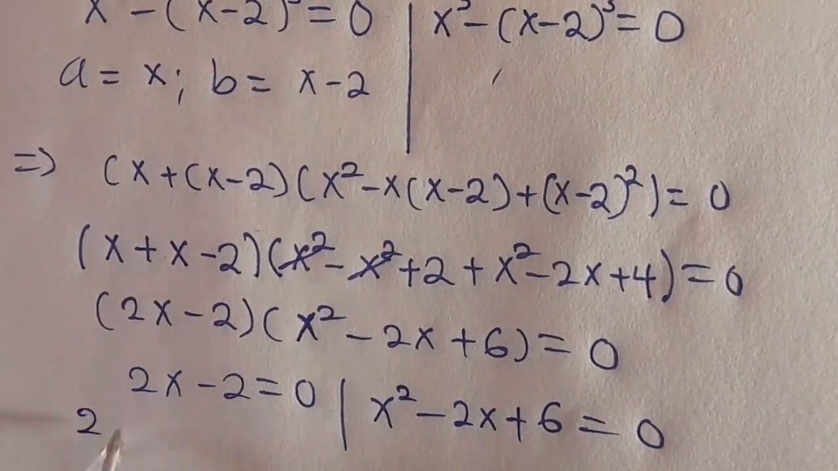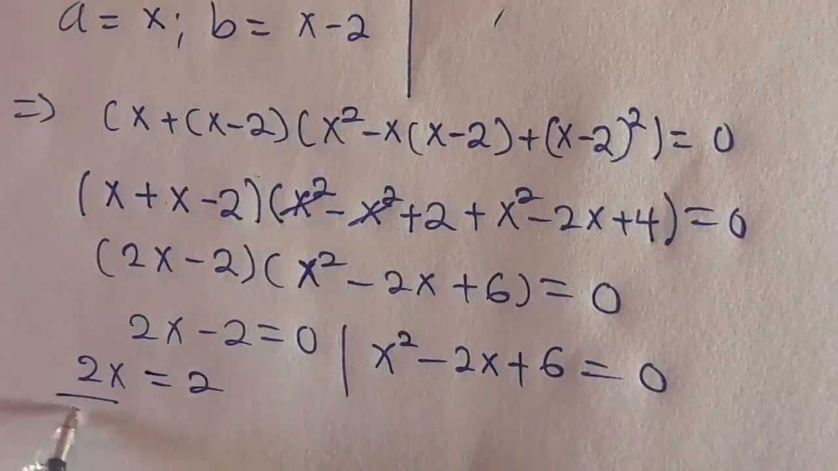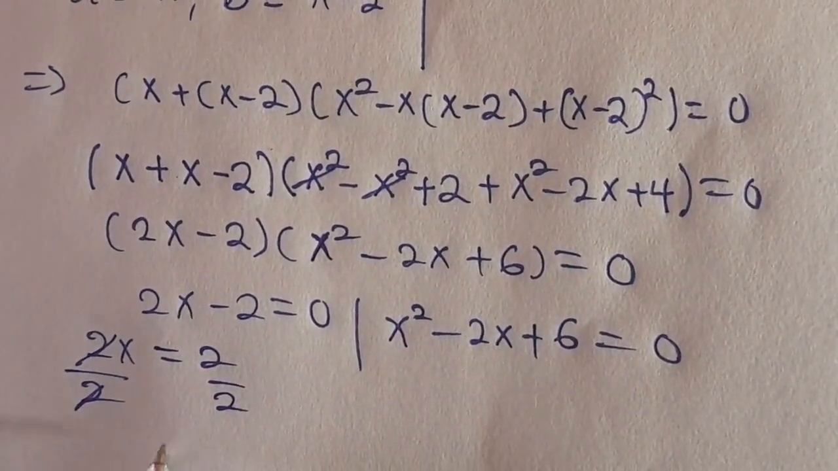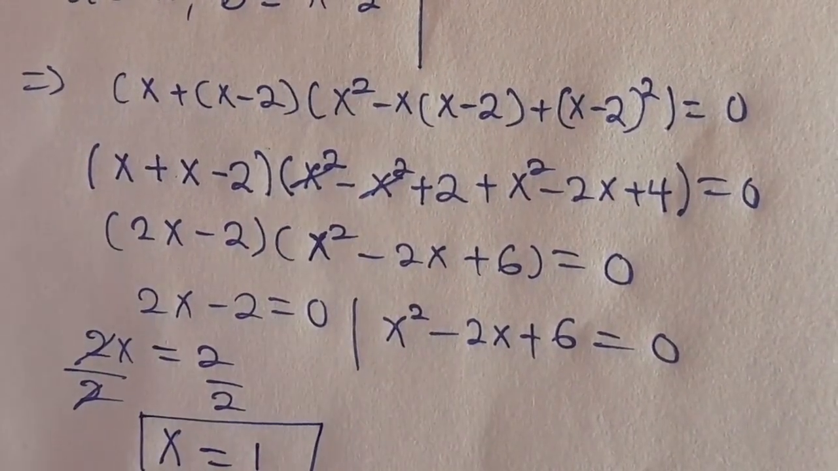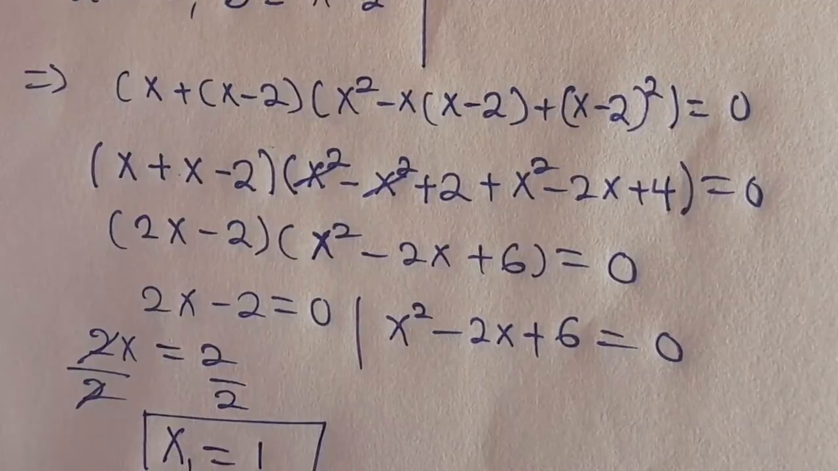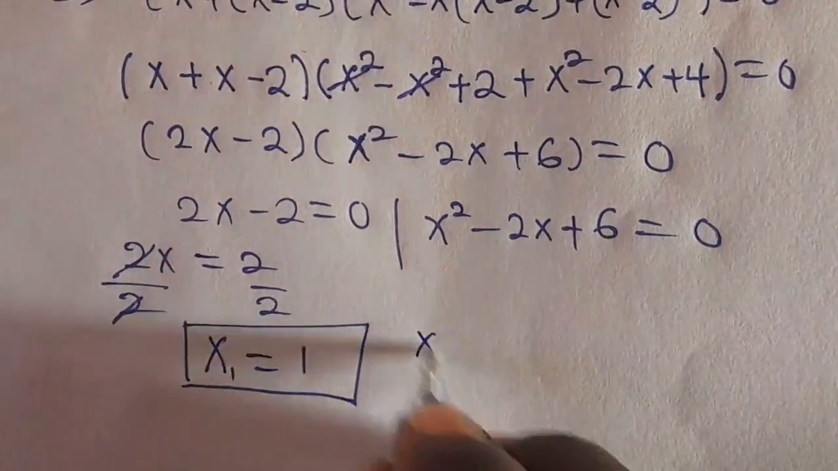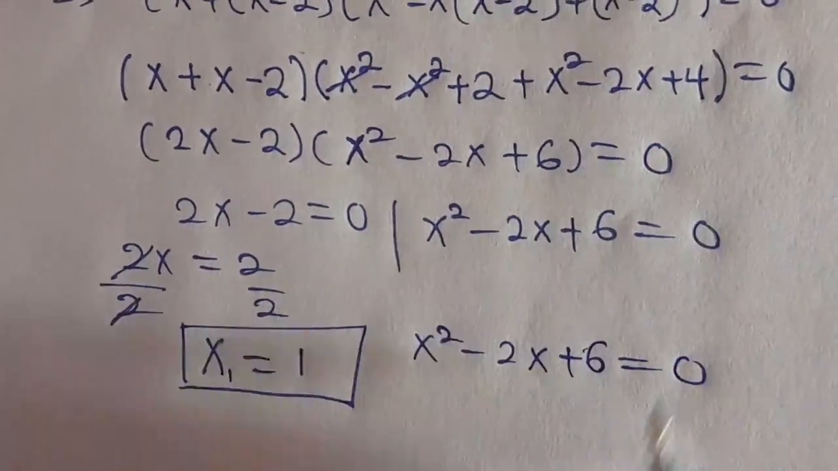So from here, we have 2x to be equals 2. By dividing both sides by 2, this will take away this. And so therefore, we have our x to be equals 1. We have it to be the first solution. And secondly, we have this. We have x squared minus 2x plus 6 equals 0.